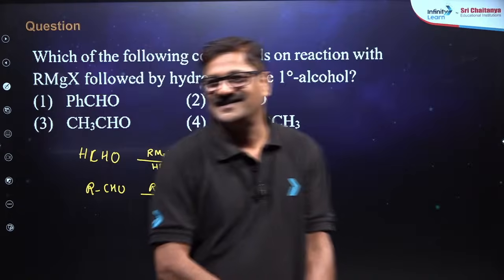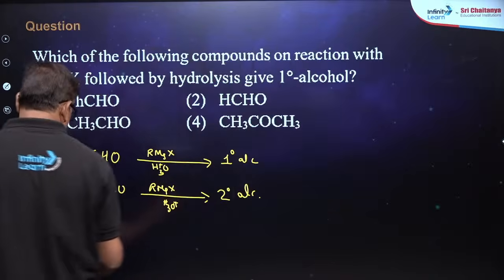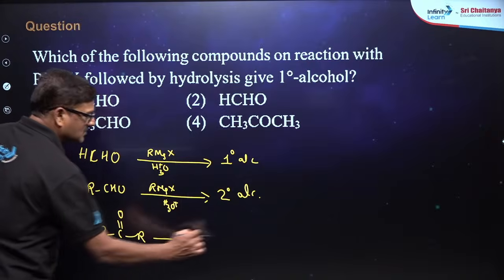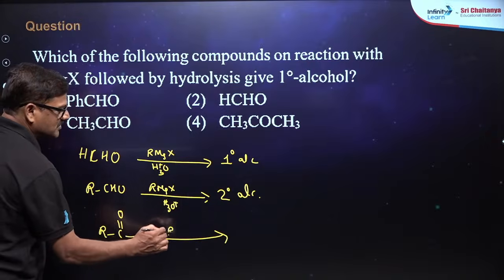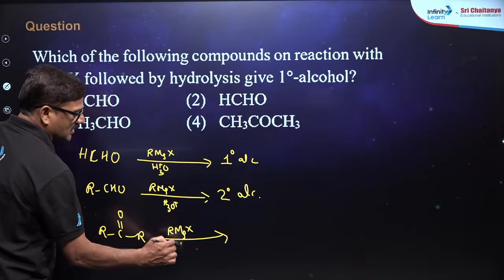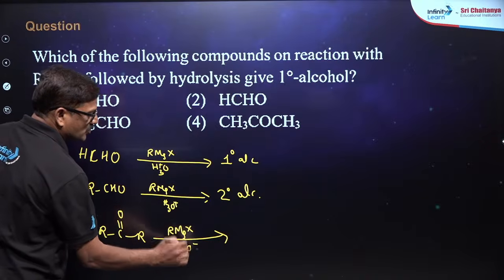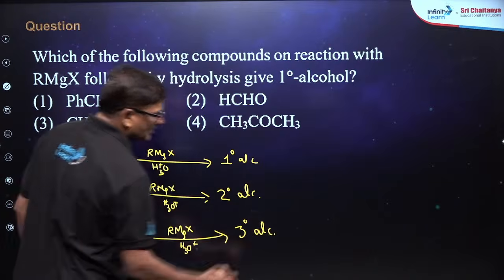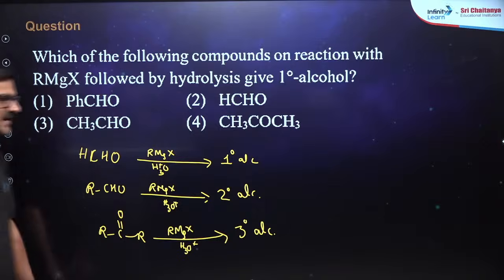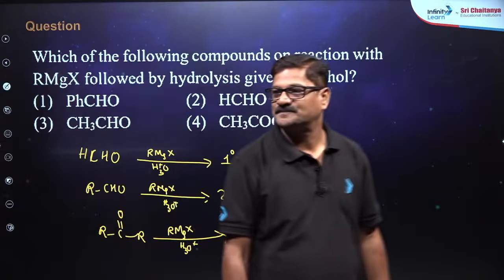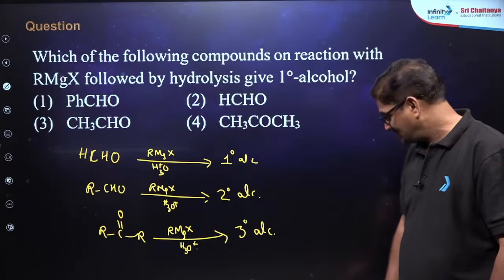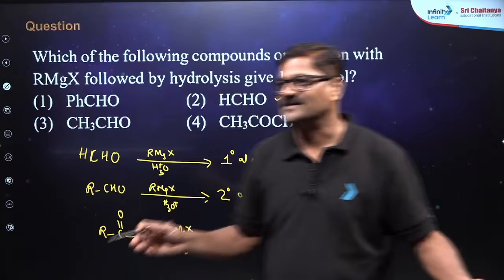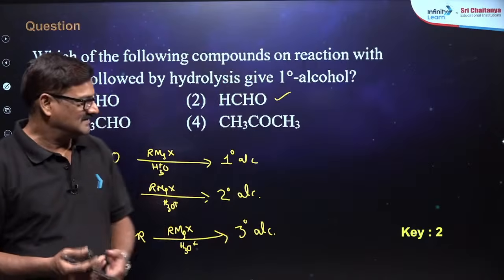Now, you are going to see RC=O R, a ketone. When it is treated with RMgX and H3O plus, you will be getting a tertiary alcohol. Tertiary alcohol. Are you getting or not? This is the hierarchy you need to maintain. Clear? Yes. Answer is going to be option 2 for this question.